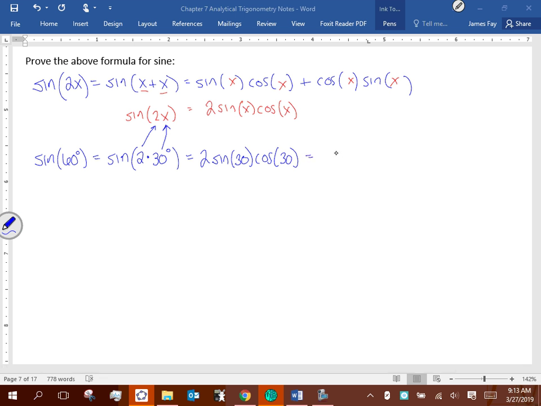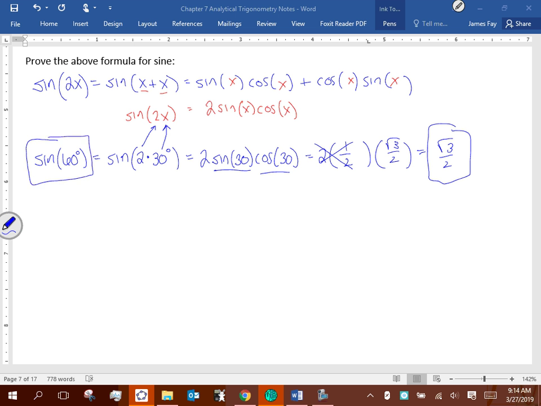What is the cosine? Or sorry, let's do the sine. What's the sine of 30? Yeah, that's going to evaluate to 1/2. What's the cosine of 30? Radical 3/2. When I multiply those together with the 2, that gives me radical 3/2, right? Is that the sine of 60 degrees? Absolutely. And you can do that with any measurement you want.